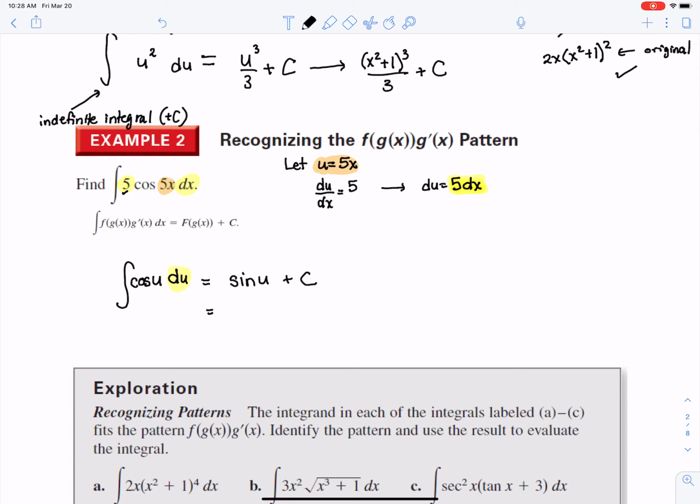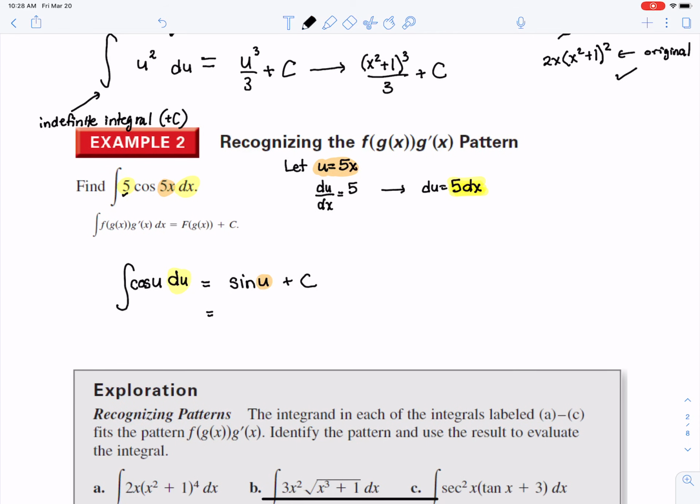In order to find my answer, I need to replace the u's back with x's, and you can see that the u was in orange, and it was a 5x, so my answer is sine 5x plus c.